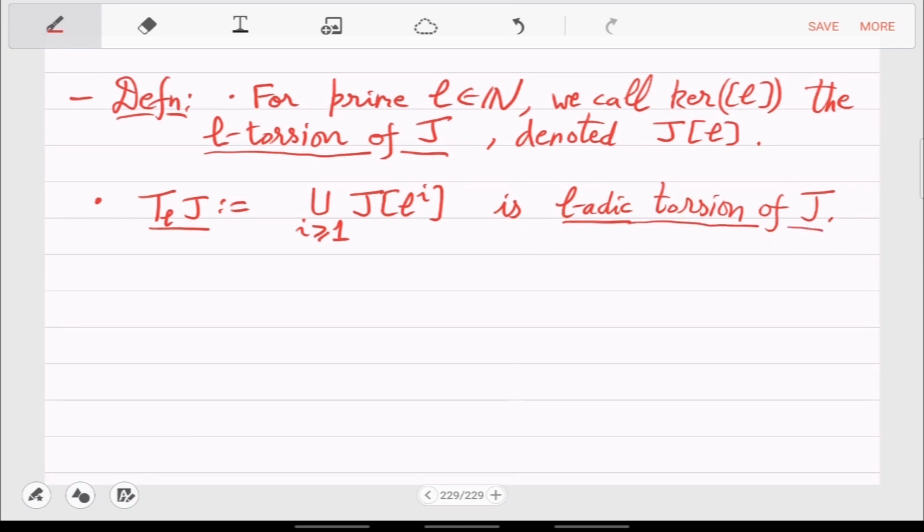And finally, any isogeny alpha from J to J gives an isogeny on the L-adic torsion.